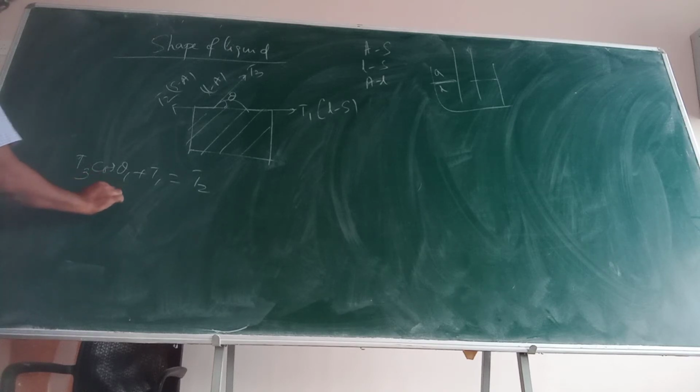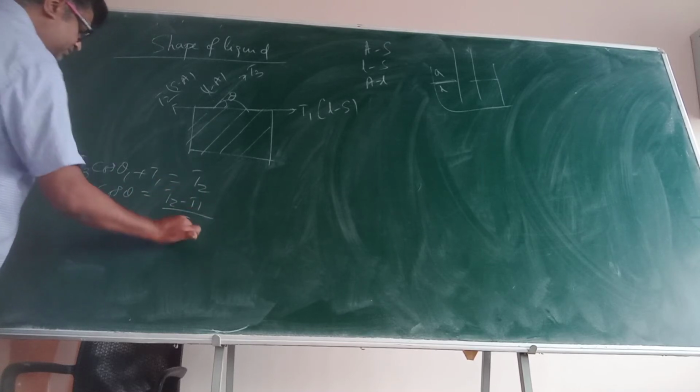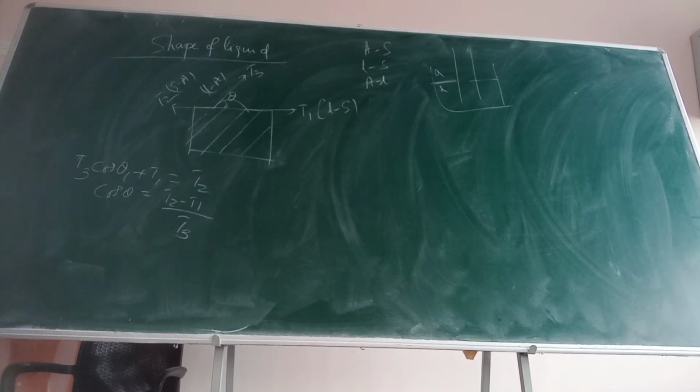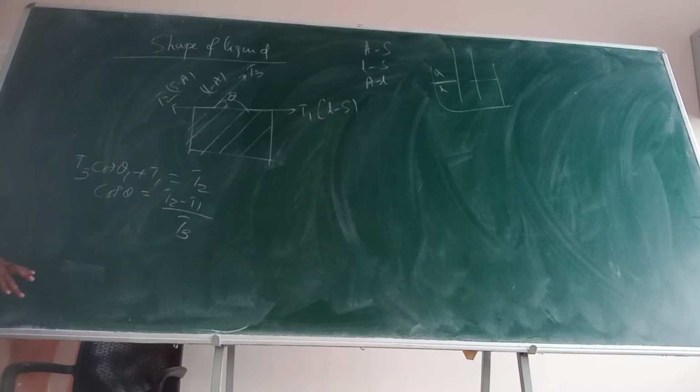Now, what is cos theta here? Cos theta is (T2 minus T1) by T3. Correct? Now, depending upon the T2 minus T1 value and T3 value, the cos theta value will be determined. While we are doing the problem, we are giving you the values, no? Surface tension of water, surface tension of mercury, and so on. We are giving you all these values. So these values will decide what is the value of theta.